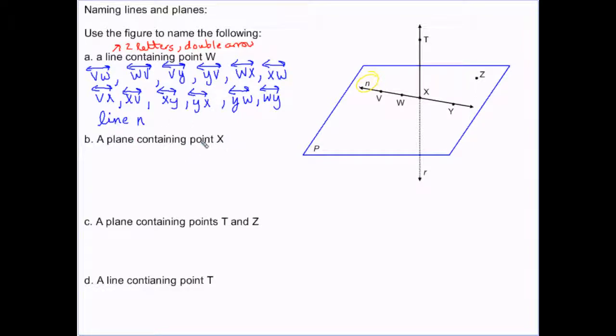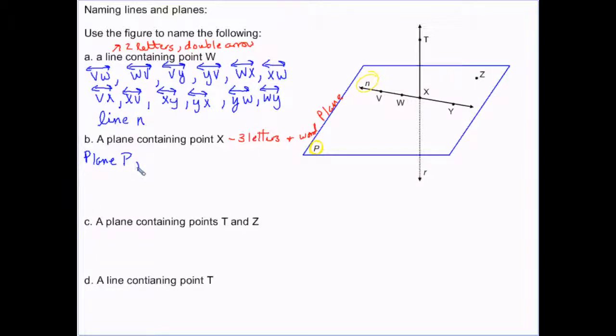A plane contains 3 letters, and the word plane. I'm going to write it up the side of the plane actually. Okay, and the word plane. So the easiest way is, you see this P in the corner with no point on it? You have a capital letter in the corner of a plane with no point on it, that's the name of the plane. So the easiest way is to call it plane P.